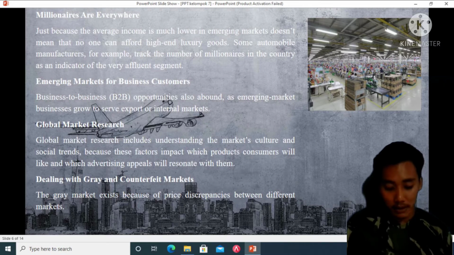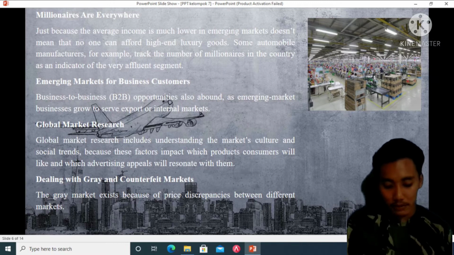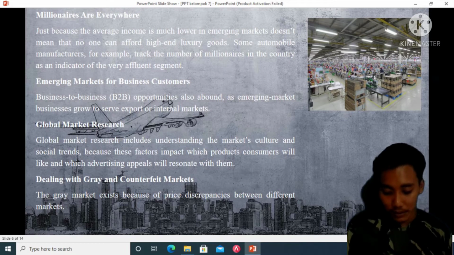Global market research. Global market research includes understanding the market's culture and social trends, because those factors impact which products customers will like and which advertising will resonate with them.